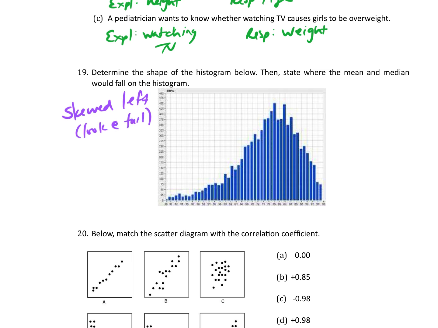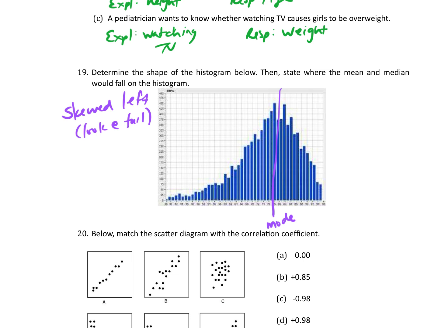Okay, then state where the mean, median, and it doesn't say, but we're going to go ahead and say mode, fall on the histogram. So first of all, remember the mode is always where your high points are. It's the high point, not the one you drew it on. It's roughly where the high point is. So you don't need to know exact, you need to know approximate.